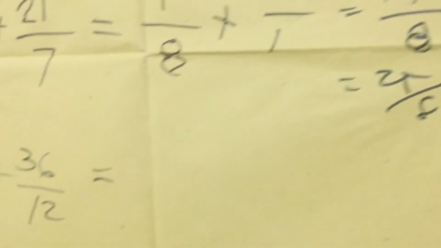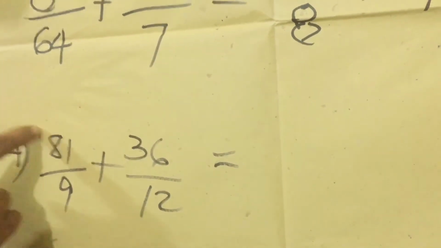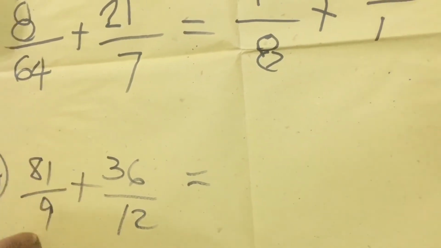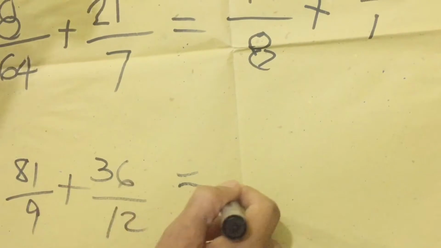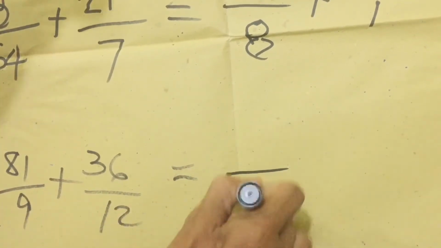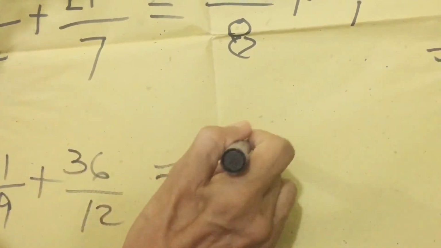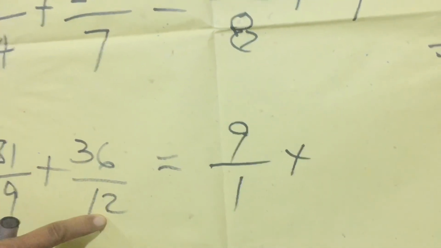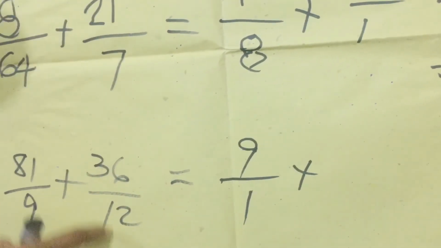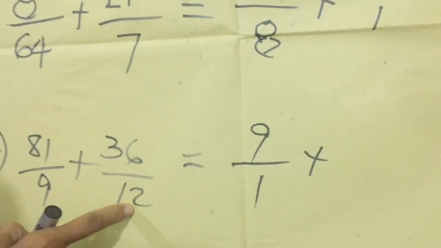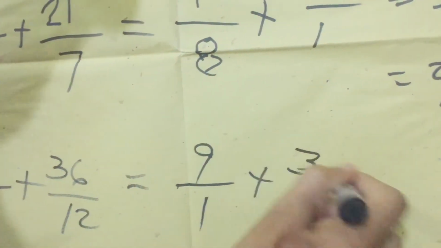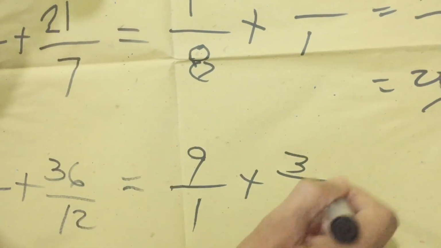Okay, number 4. 81 over 9 plus 36 over 12. So 81 and 9, we can reduce this by dividing both numerator and denominator by 9. Okay, 9 divided by 9 equals 1. 81 divided by 9 equals 9. Plus 36 over 12, so we can reduce this by dividing by 12 also. 36 divided by 12 equals 3. And 12 divided by 12 equals 1.